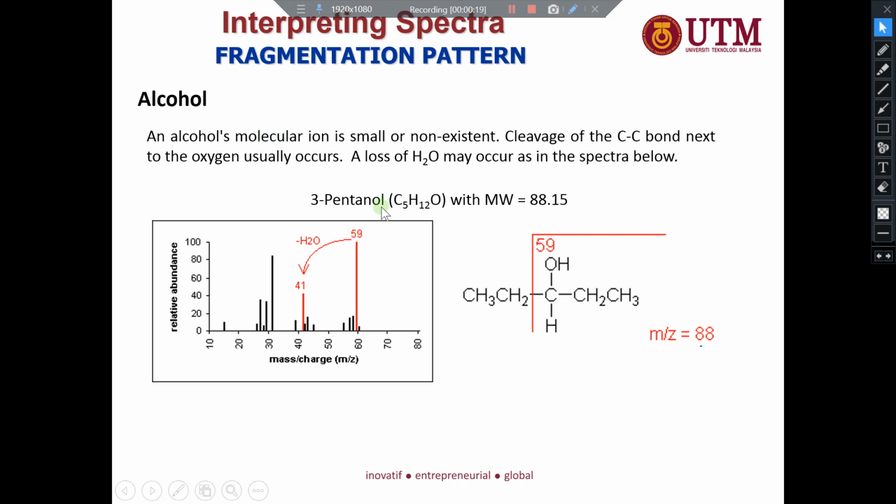For alcohol, the molecular ion in the mass spectrum sometimes exists, sometimes not. In this particular case, we do not have the molecular ion; the molecular ion does not exist. Alright. Cleavage of the C-C bond next to the oxygen usually occurs. In alcohol, the cleavage, the cutting, the fragmentation usually occurs after the C with the oxygen.